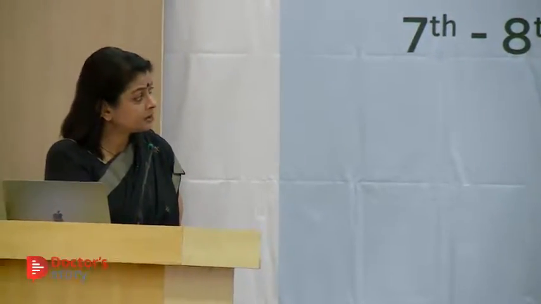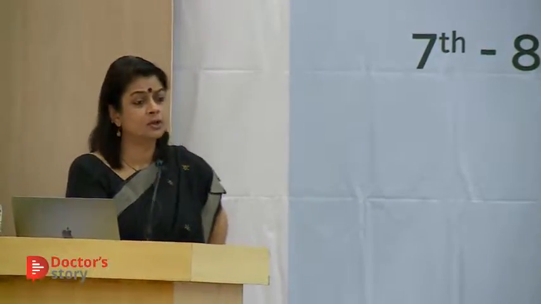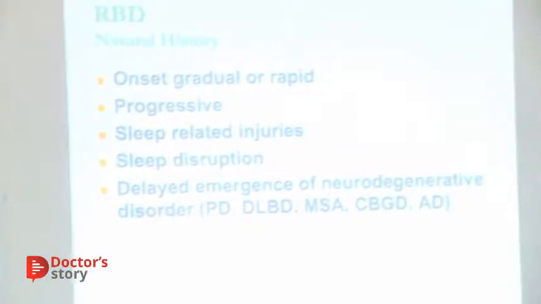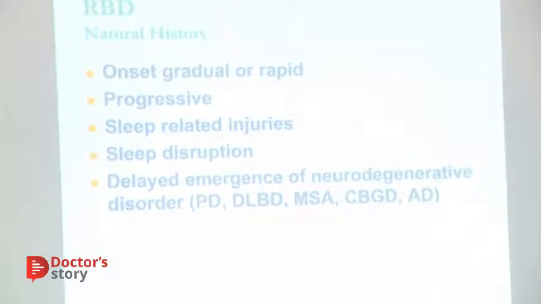It's very important to remember, if you see it in the young, please take a history of medications, particularly antidepressants like SSRIs, venlafaxine, mirtazapine. All these can provoke RBD. And also in young men, take a history of post-traumatic stress disorder. Any history of trauma in the past is also going to be significant. The onset can be very insidious and gradual. It can also be sudden, especially if it's post-head injury.